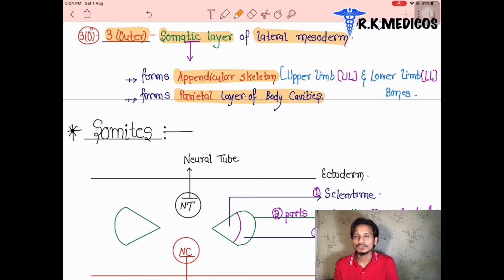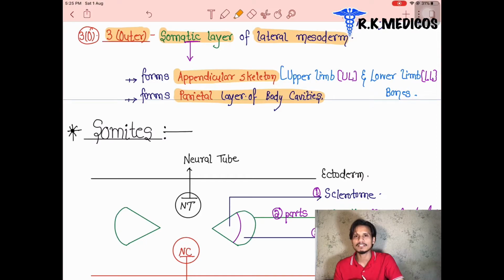So now you tell me, what are the two divisions of the lateral mesoderm? Somatopleuric and splanchnopleuric. The parietal one forms the parietal boundary of the body cavities. Next, they are also going to form the appendicular skeleton. It means they are going to form bone. All the bones, the tarsals, metatarsals in the foot, or the carpals, metacarpals, or the phalanges, maybe distal, proximal, or all the phalanx.